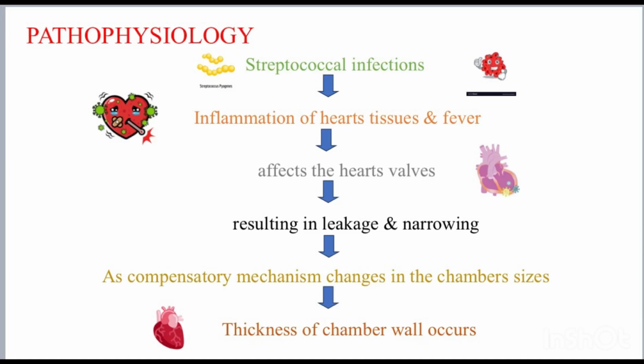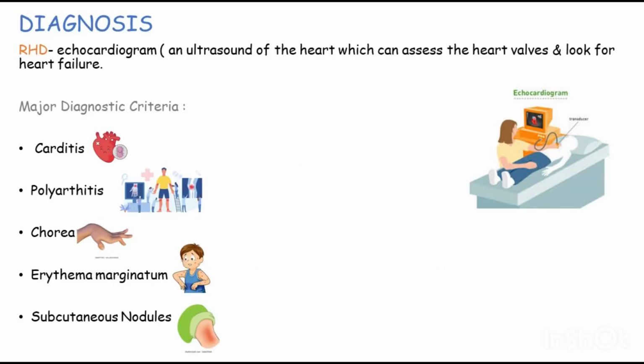In the next slide, let us see the diagnosis of rheumatic heart disease. It is diagnosed through echocardiogram and ultrasound of the heart, which can assess the heart valves and look for heart failure. Major diagnostic criteria include carditis, polyarthritis, chorea, erythema marginatum, and subcutaneous nodules.